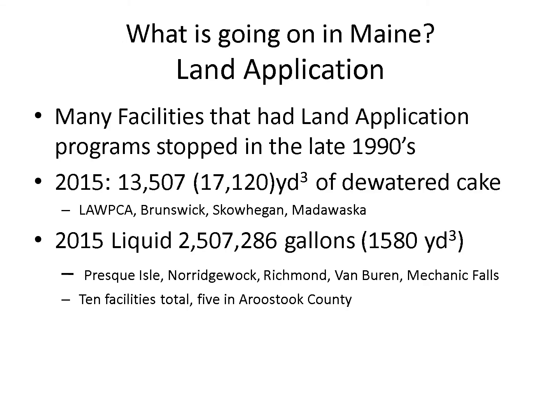So what is going on with the land application of Class B biosolids in Maine? When I started at the Lewiston Auburn Water Pollution Control Authority in the late 1980s, early 1990s, most of the biosolids produced in Maine was applied on farmland as Class B biosolids. As of 2015, only the few facilities that are shown here were still land applying dewatered cake, and then of course there was a fair amount of liquid that was being utilized. Of course, most of that is in Aroostook County.